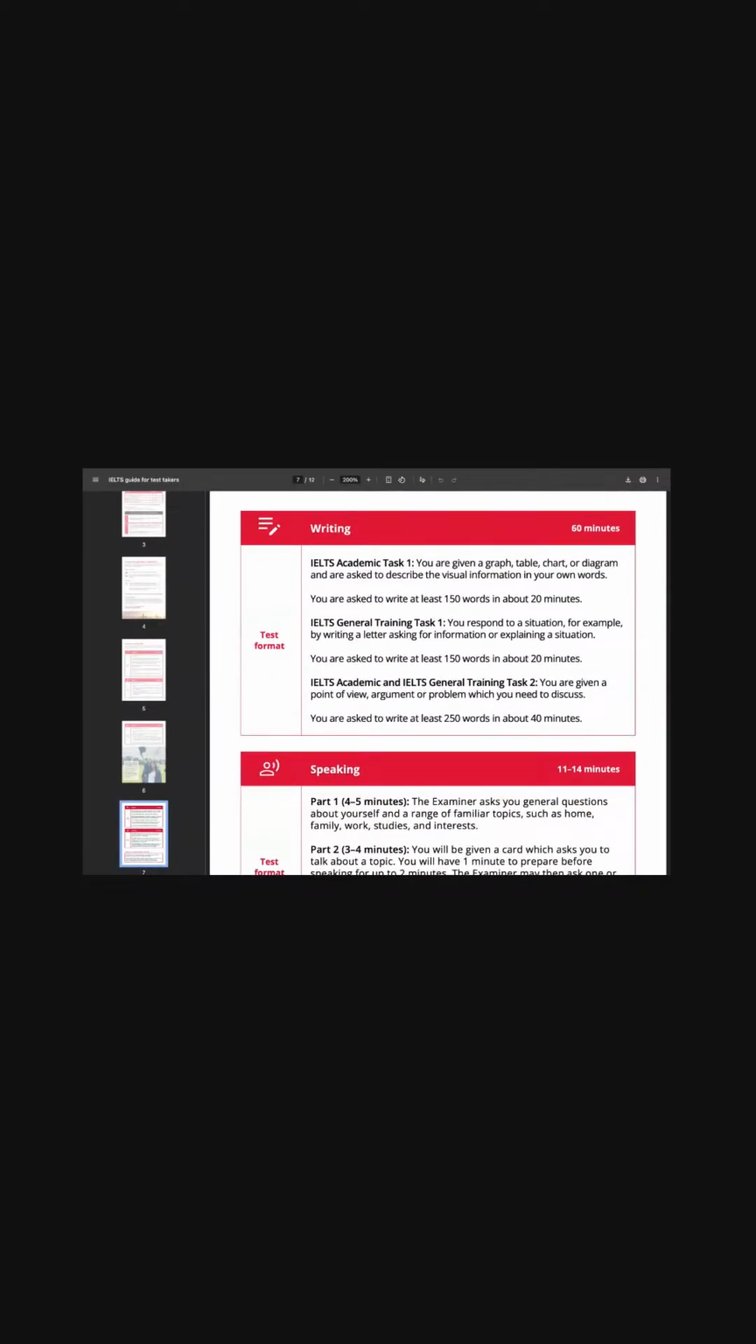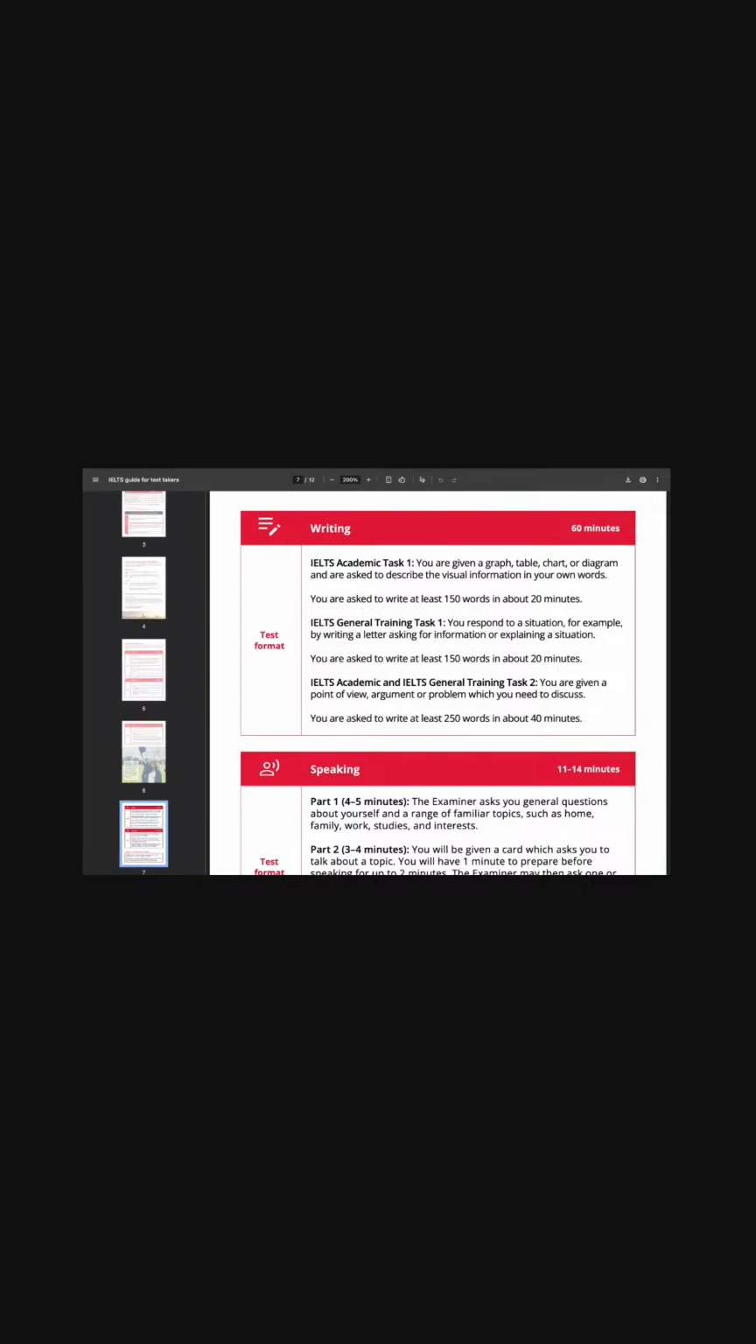Okay, for writing also, for academic it's a different paper, and for general it's a different paper. So the writing academic task has two tasks. One is where you look at the graph or table or chart or diagram, and then explain it in an academic context. And for IELTS general training, task 1 is about responding to a situation, for example, by writing a letter asking for more information or giving an explanation of the situation. So those are the things, when we do the preparation sessions, you will understand what these different types of tasks are that you may do.